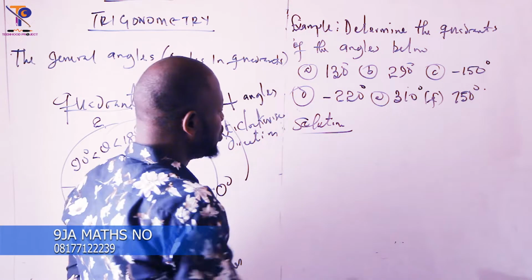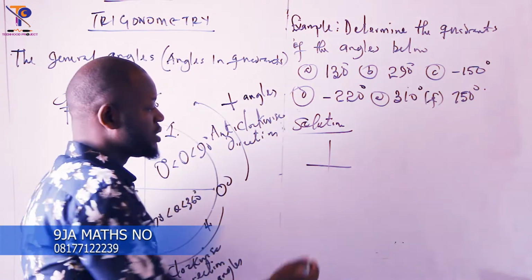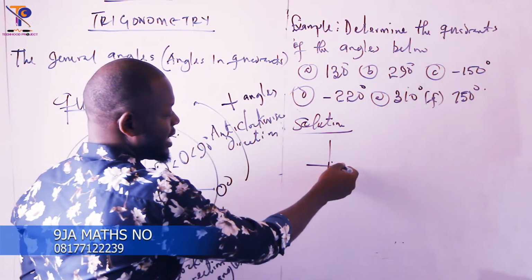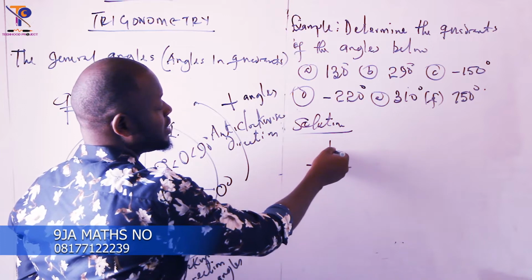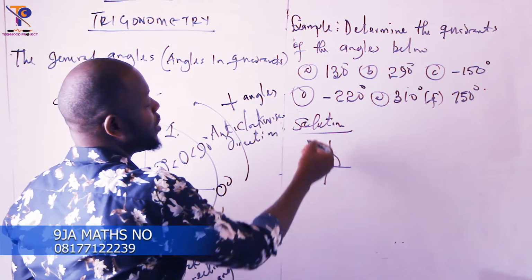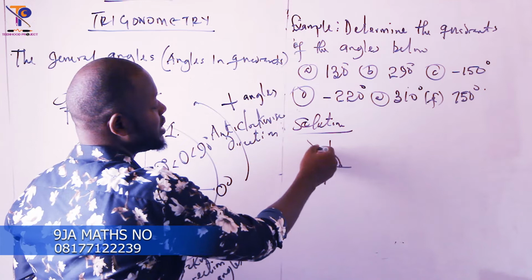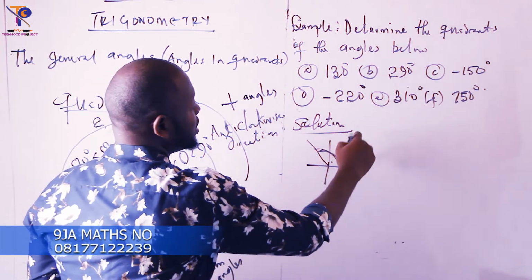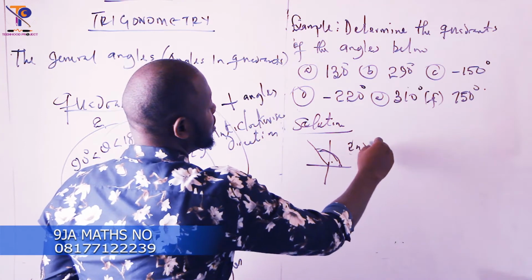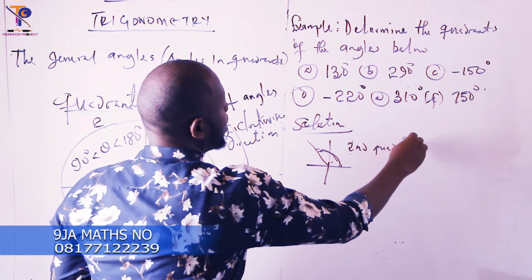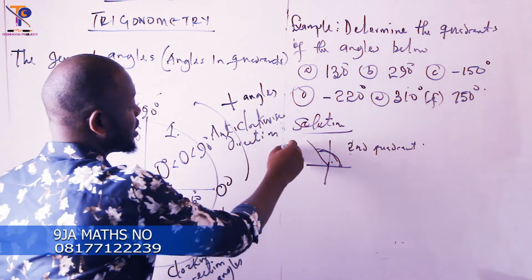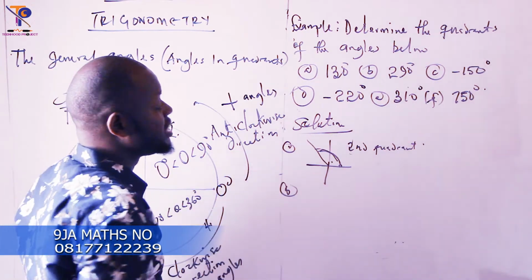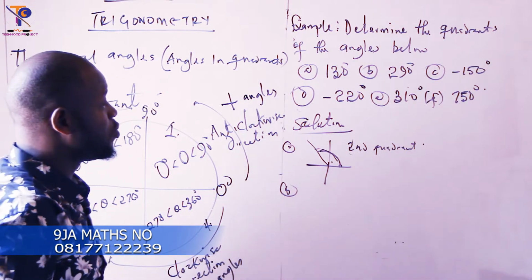For 130 degrees, it is an angle running from here to 90 and more than 90, so it's somewhere around here. So this is my angle 130 degrees, which falls in the second quadrant. Just say second quadrant. That's A.